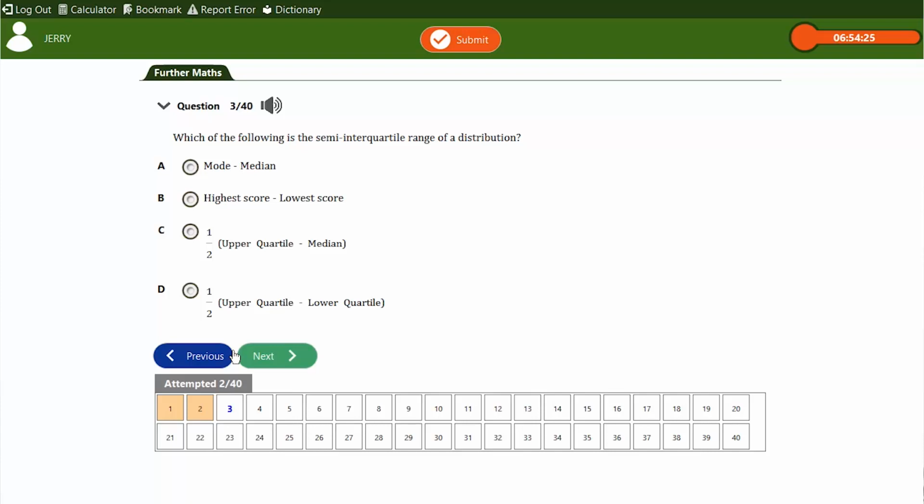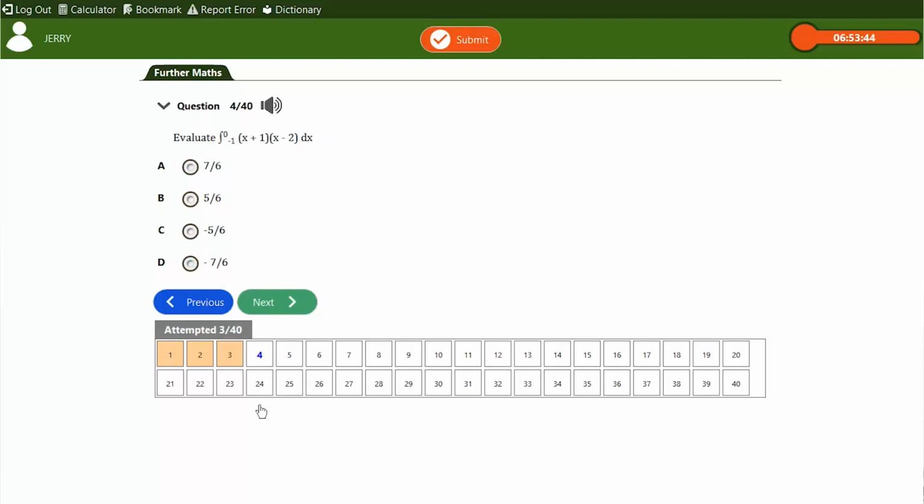Which of the following is the semi-interquartile range of a distribution? This one is not a calculation. Thinking about semi-interquartile range, you know that the interquartile range is Q3 minus Q1. So semi means upper quartile minus lower quartile, all over 2. Therefore, option D is the answer: 1 over 2, open a bracket, upper quartile minus lower quartile. Recall that the upper quartile is 3n over 4, and the lower quartile is n over 4. So when you do this, you get the value for the semi-interquartile range. No value is seen here because no value was given to us.